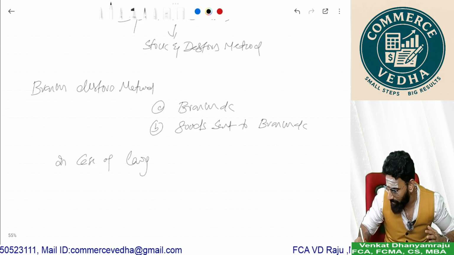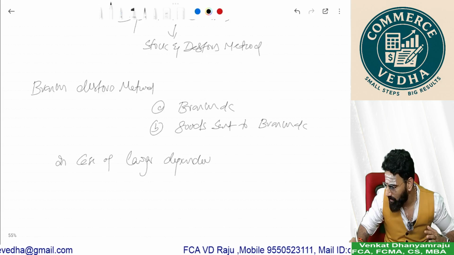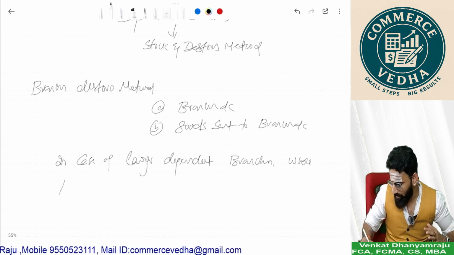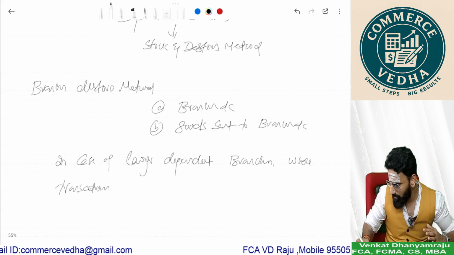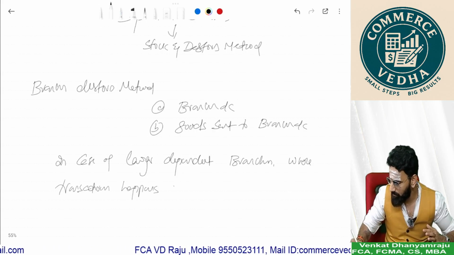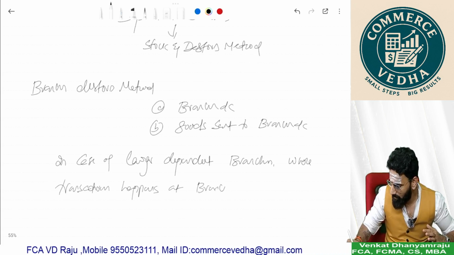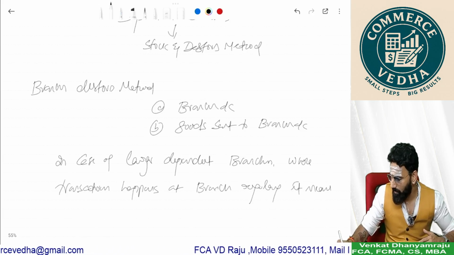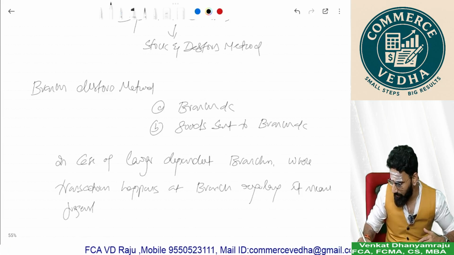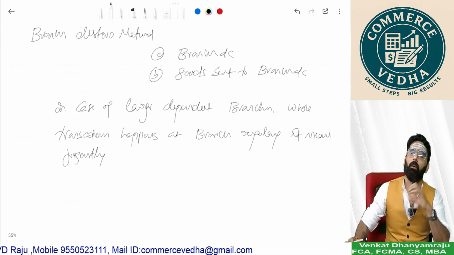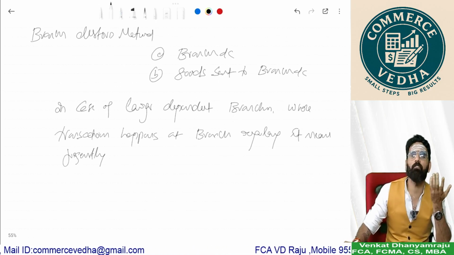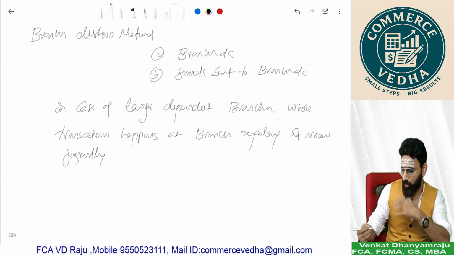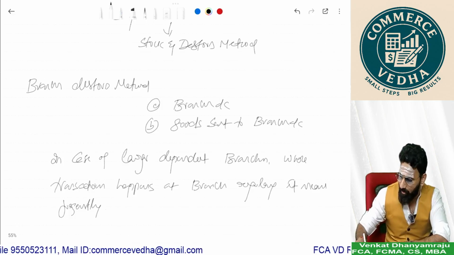larger dependent branches, where transactions happen at the branch regularly, which means frequently, the branch debtors method is very difficult because we prepare it generally at the end of the year. So we need to understand which method is suitable, that is the branch stock and debtors method.